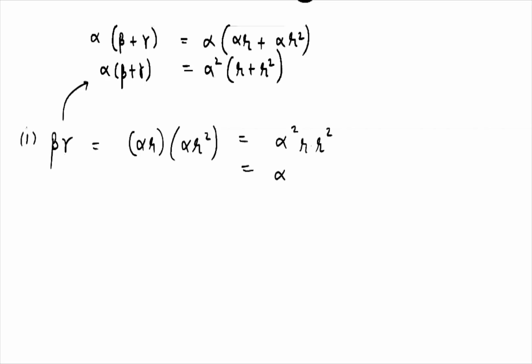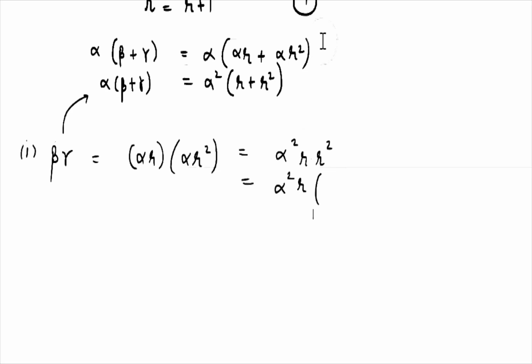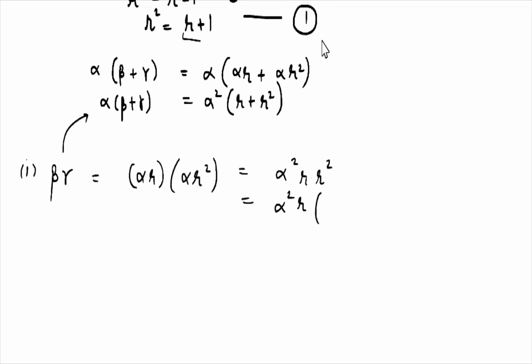So this will be equals to alpha square into r into the value of r square, which will be from equation number 1. This will be r square is equals to r plus 1. So we will put here r plus 1. So this will become alpha square into r square plus r. Now if we see that the value which we have solved of alpha into beta plus gamma was alpha square into r plus r square, let this be equation number 2.